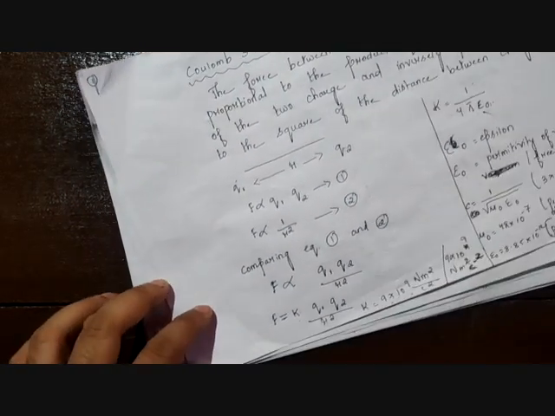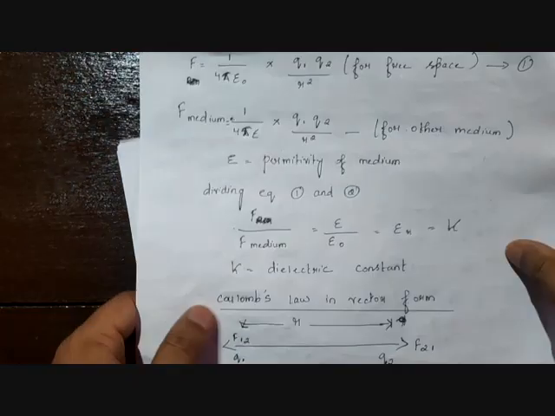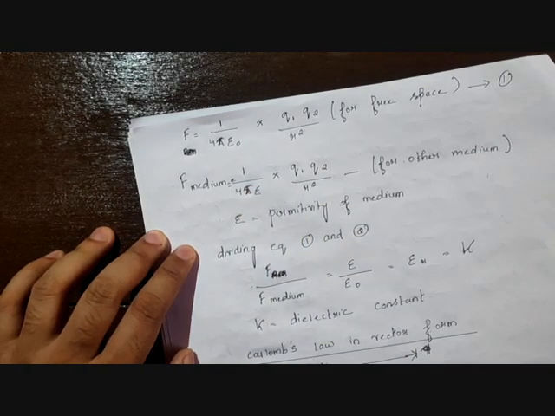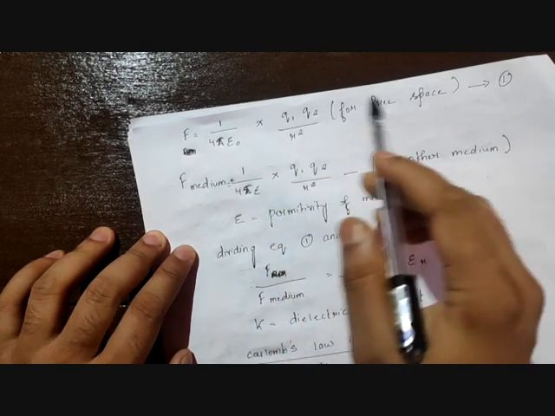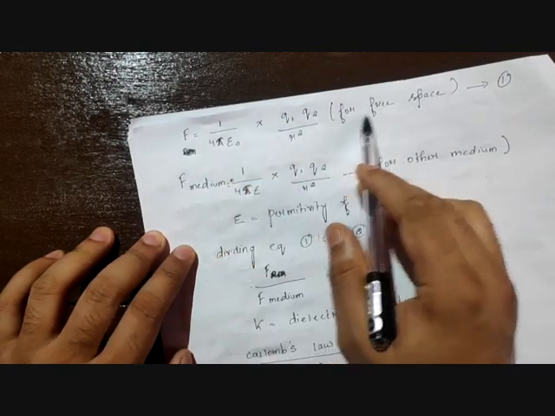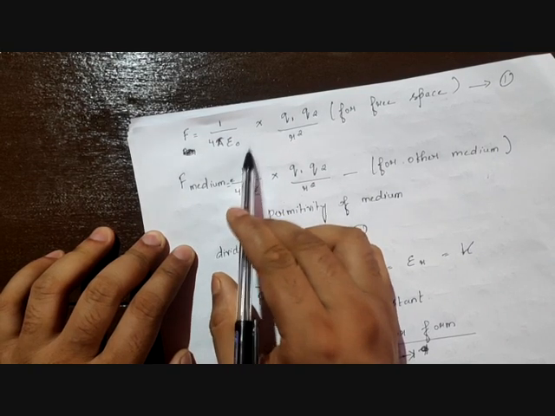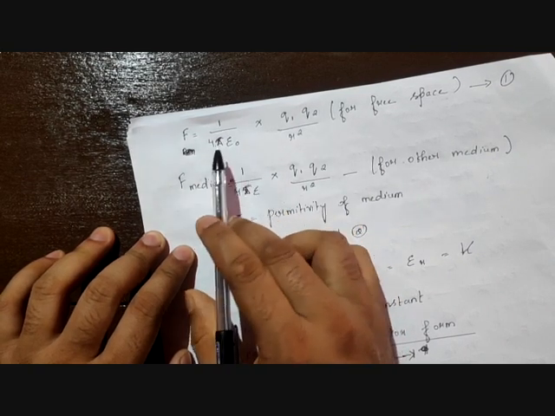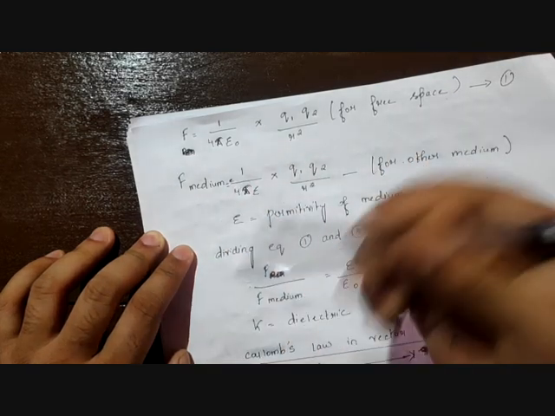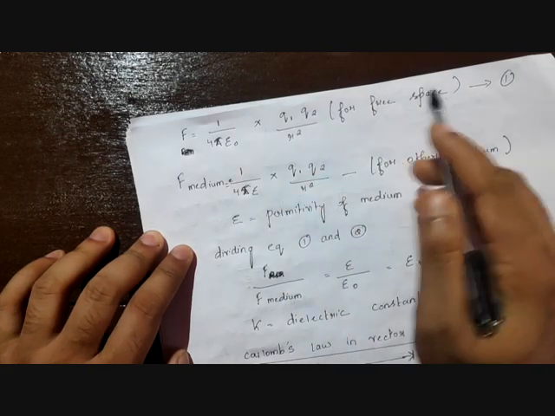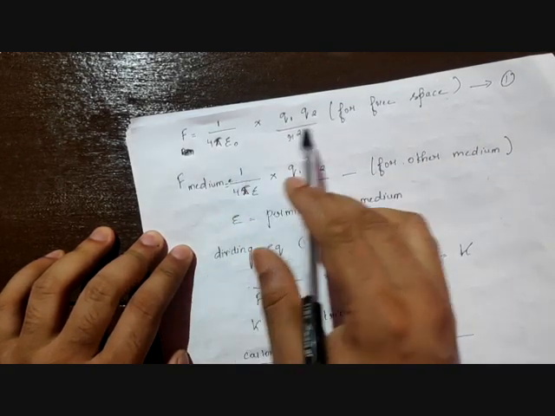Remember one thing: this equation, from Coulomb's law, is only for free space. Remember, this equation is only for free space. Some students get confused, especially in exams. You can use this equation only when the question mentions that the two charges are in free space, for example. In that case you can use this equation.